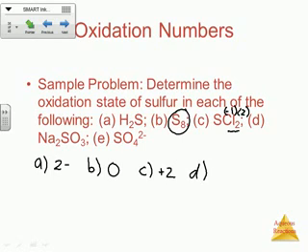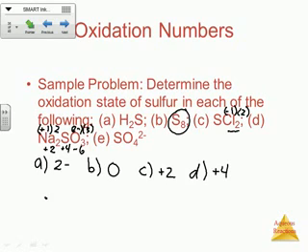Letter D here, Na2SO3. Now we've got to think about the things that we know. Sodium is going to have a +1 charge because it's an alkali metal. Multiply that by 2, and that gives us an overall oxidation number of +2 from the sodiums. Each of the oxygens here is a 2-, and we multiply that by 3, and that gives us a -6. So +2 from the sodium and -6 from the oxygen, and overall this compound needs to be neutral. So that means that the sulfur must be a +4 in this one.